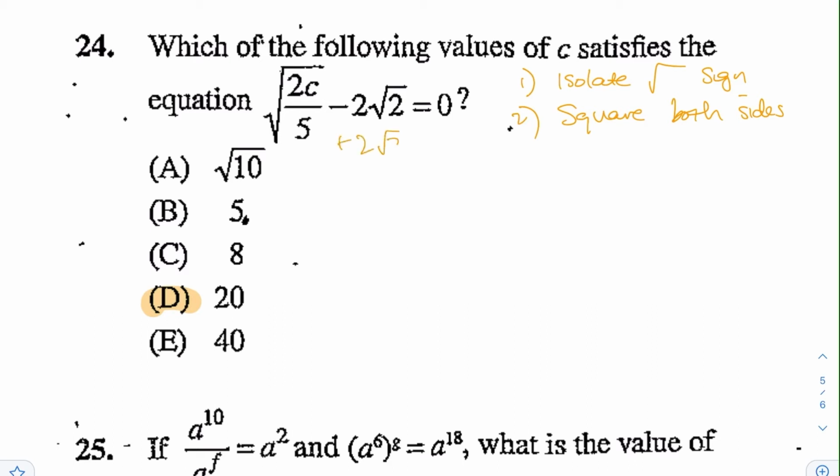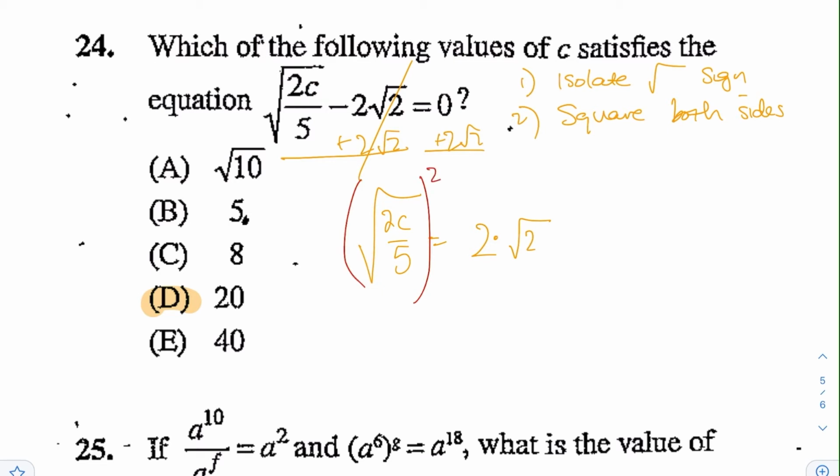So if you add 2 root 2 to both sides, you get the square root of 2c over 5 is equal to 2 times root 2. And now because this square root is isolated, you can then square both sides. And that will get rid of the square root. You'll get 2c over 5. So no more square roots on the left.